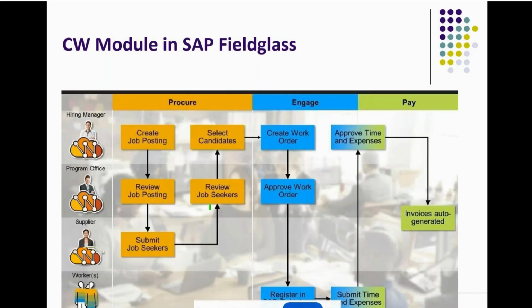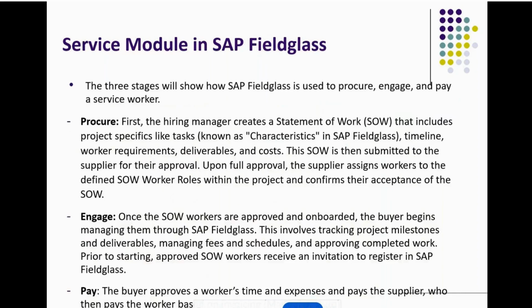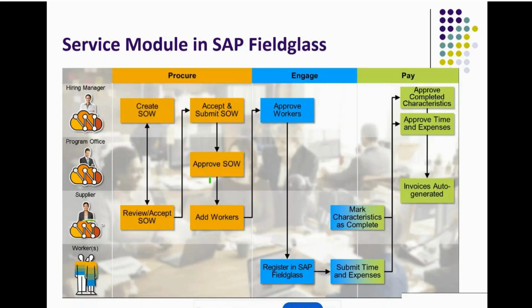If you see the CW model, there will be the creation of job postings and so on, so we require procure, engage, and pay. Similarly, for SOW, we need the creation of the SOW first in procure, engage, and pay. But in PW, we do not require anything. We can directly go, and I'll show you the system in upcoming sessions. It's the simplest way to create a profile worker. There are not many questions or fields to submit. We can just create it directly.